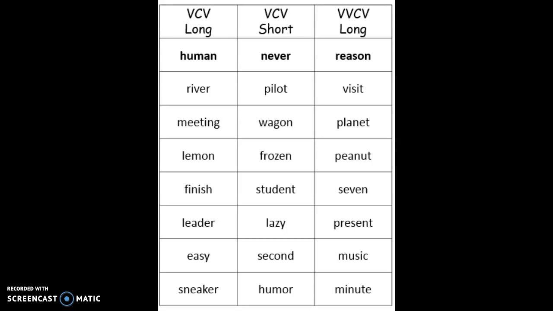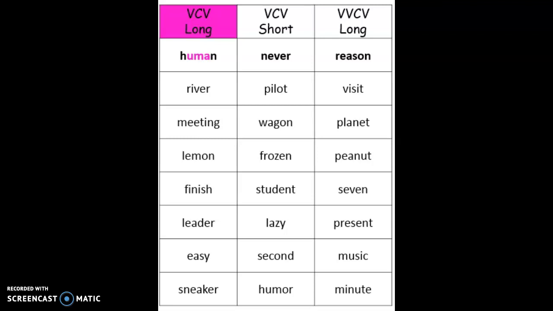Let's start with the first header. Vowel, consonant, vowel with a long vowel sound. I'm going to highlight this block by filling this in because this is the first header that we are going to pay attention to. The example that comes with this is the word human. I have my vowel, consonant, vowel, and it has a long sound. So I'm going to highlight that the same color.